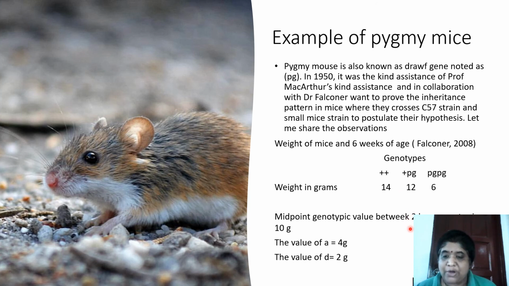Now, how do we quantify the values in the form of metrics? You can see that the midpoint genotypic value in this population is 14 plus 6, which is 20. 20 divided by 2 is 10 grams. So if you look at the value of A, the value of A is 4 grams and the value of D is 2 grams. That's why you see the results as such. I hope you understand with this very simple example.